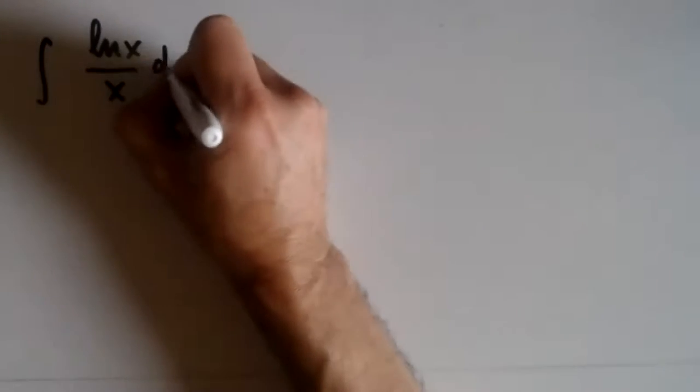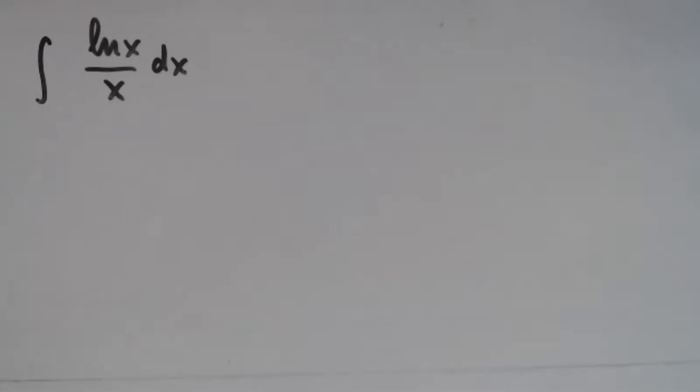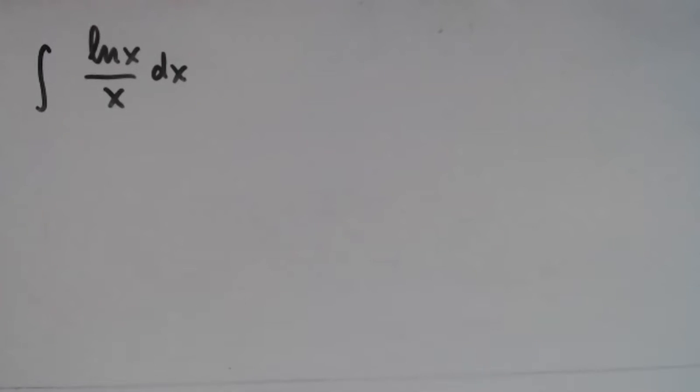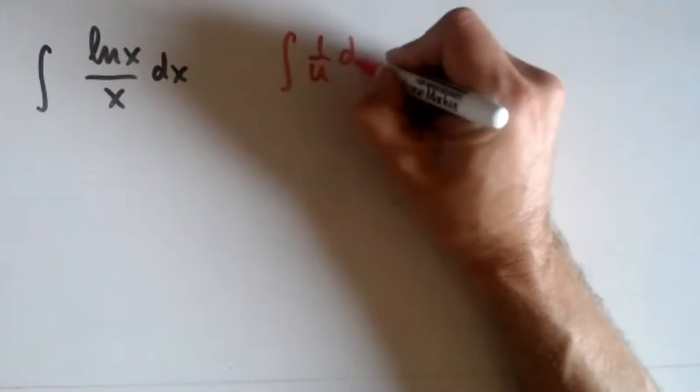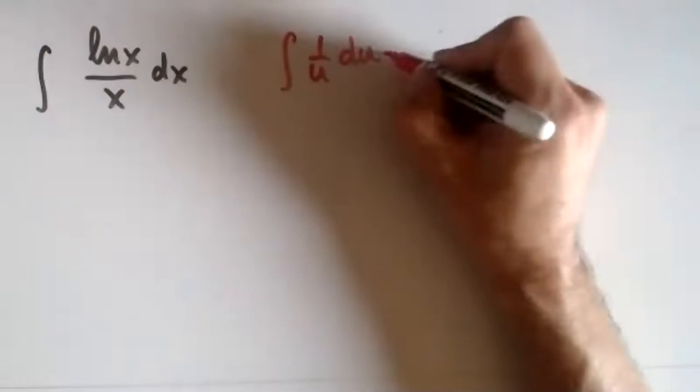So you have the integral of ln x over x dx. This is pretty much like one of the ones we did before, except that we don't have a radical. So again, we try to apply the only formula we have for fractions, du over u.